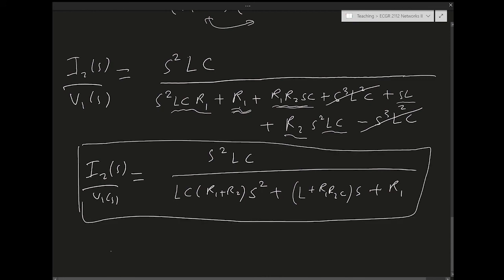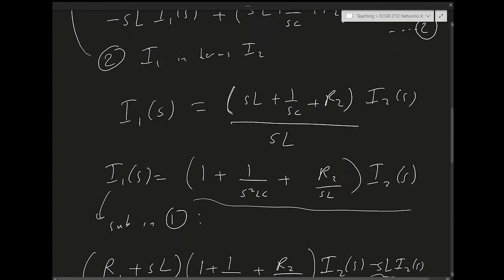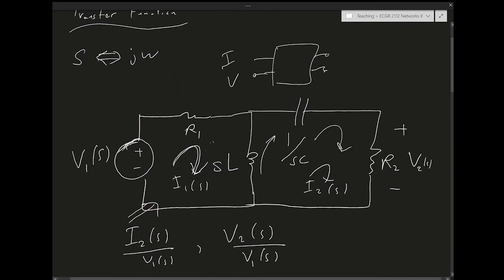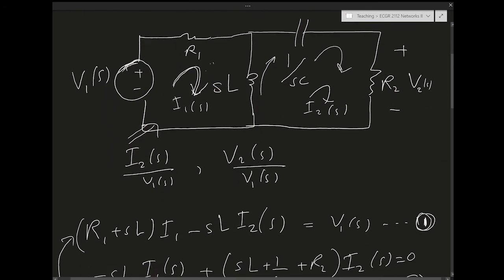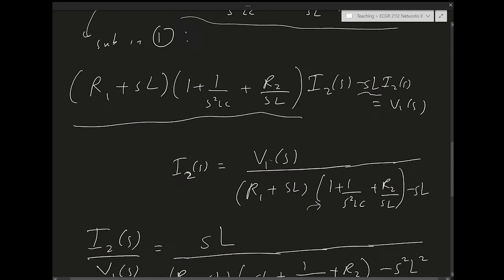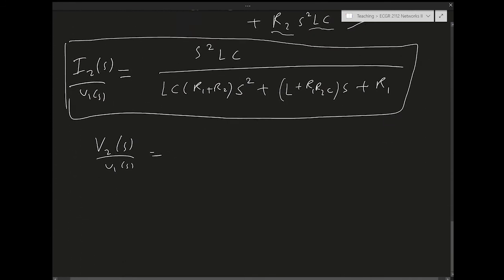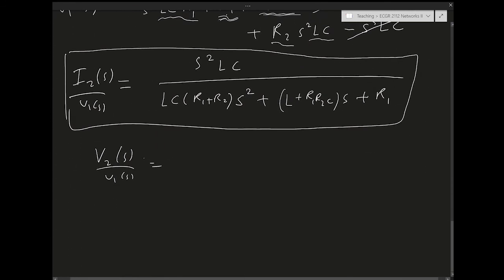How do I get V2S over V1S? Just multiply both sides by R2, right? Because I2 times R2 gives me V2, right? So just multiply both sides by R2. So I end up with, instead of I2, I end up with V2, and then I have S squared LCR2. And then the denominator repeats itself.